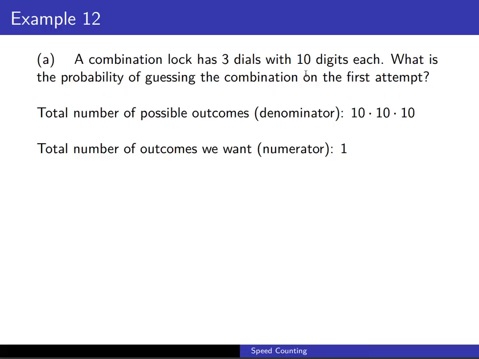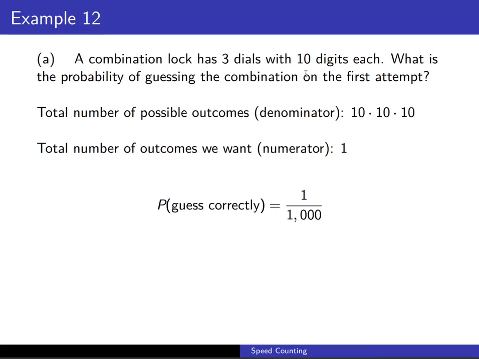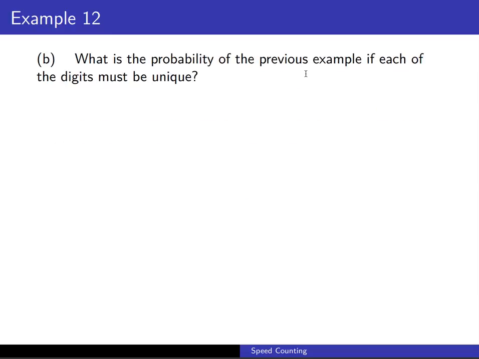Total number of outcomes we want is 1. There's only one combination that's going to open this lock. So one number out of the 1,000 is our chance that we guess it correctly. So not a very high chance, but it could happen. And it has.